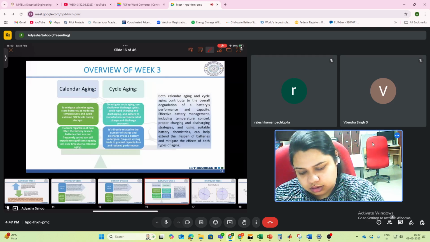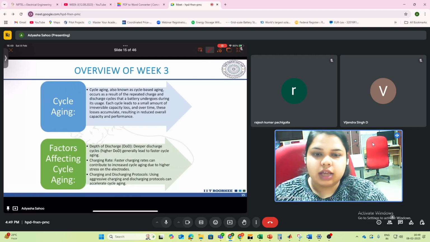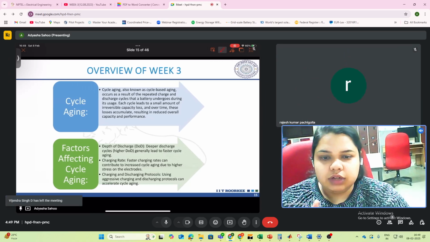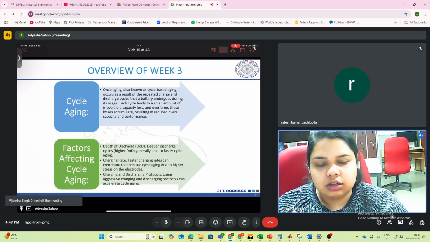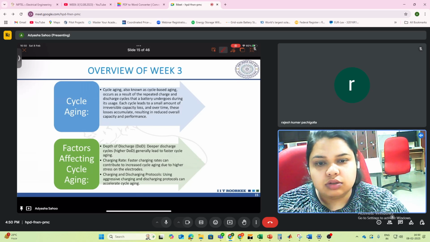Then the next type of aging is your cycle aging. Cycle aging will depend upon how you are using the battery. It will depend upon the charging and discharging rates, how frequently you are charging the battery, at what rate you are discharging or charging the battery. So all these attributes will affect the cycle aging of the battery.